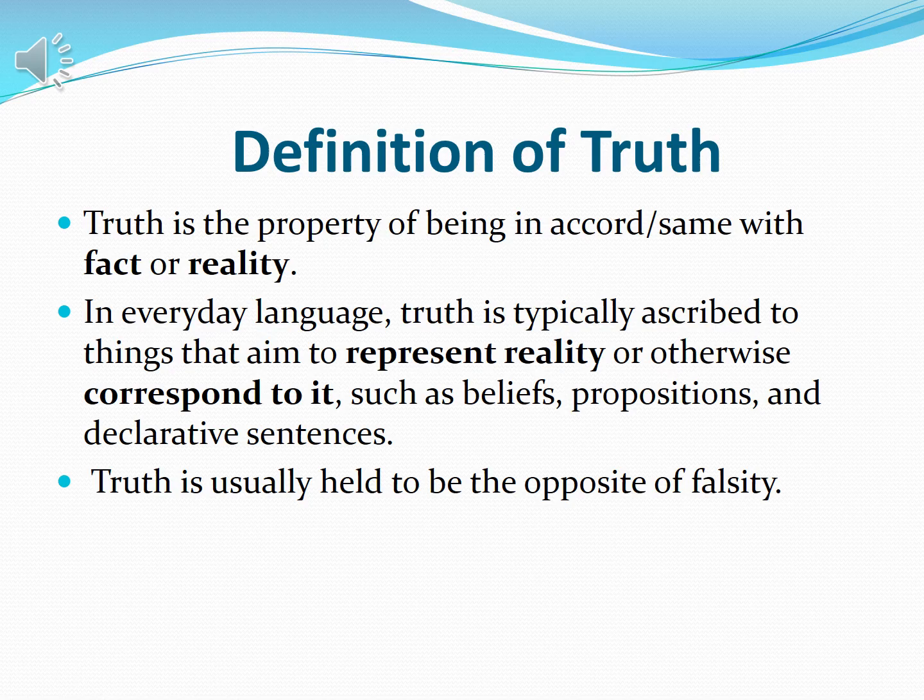So let's define truth in a simple way. Truth is the property of being in accord, the same, with the fact or the reality. So truth means, like I already explained to you, what we are saying, if it is the same as the facts or reality, then it is truth. In everyday language, truth is typically ascribed to things that aim to represent reality or otherwise correspond to it.